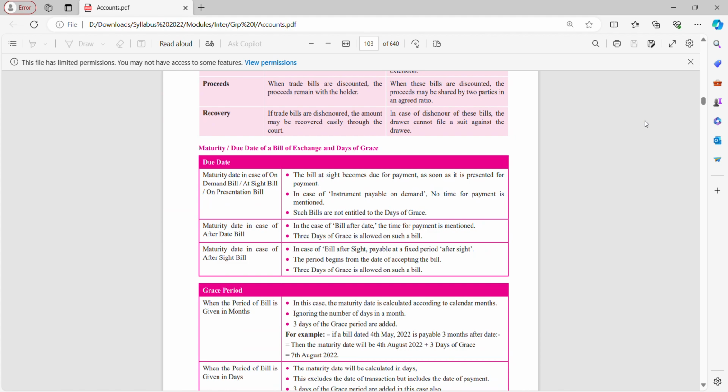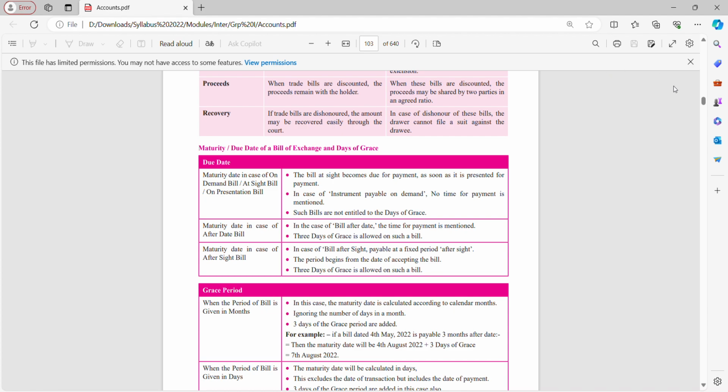Then we have maturity or due date of bills of exchange and days of grace. So maturity date. Suppose I am drawing a bill on 27th Feb. So if I add 30 days to it, I'll get 27th March. So 27th March is my maturity date. Now to that also I am supposed to add 3 grace days. So 27 plus 3: 28, 29, 30. 30th March is the day on which I am supposed to pay.